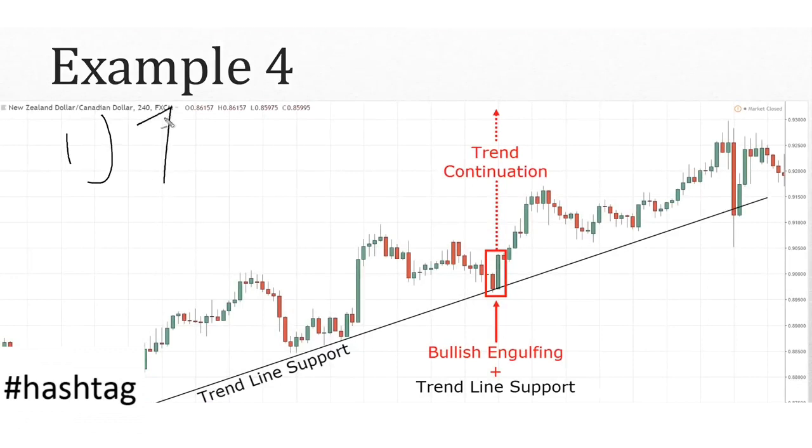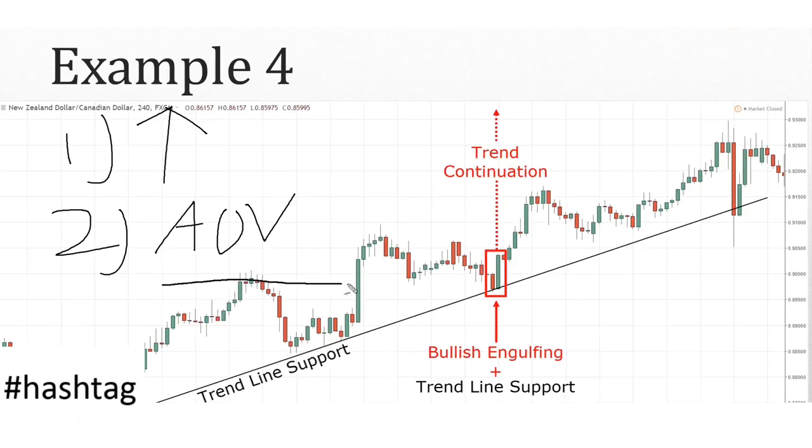This time around, what is the trend? Again, what is the trend? One look, it's an uptrend. Number 2, area of value. Where is it? If you look at the area of value, we have this trend line support. So this time around, it's not a moving average or support, it's an upward trend line. So you can see that over here.